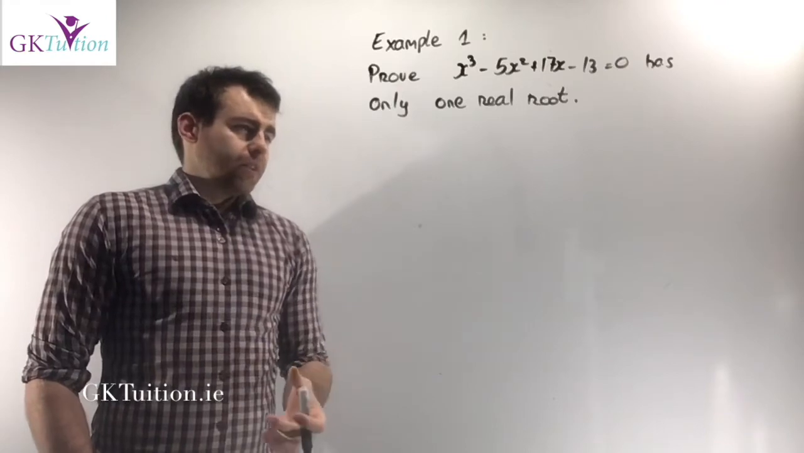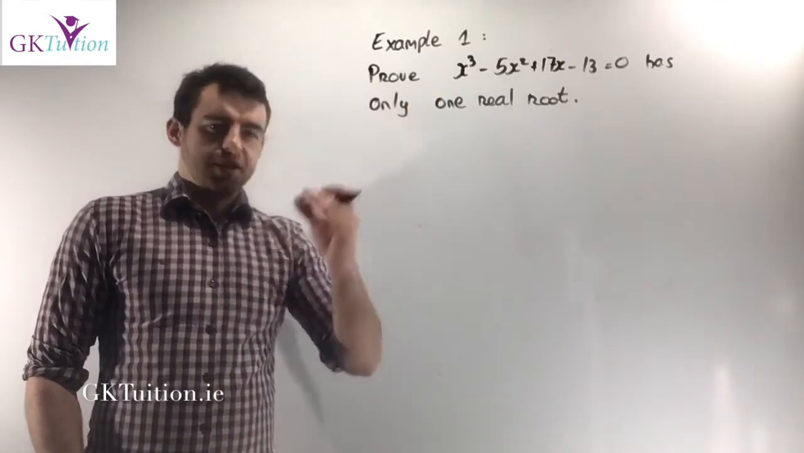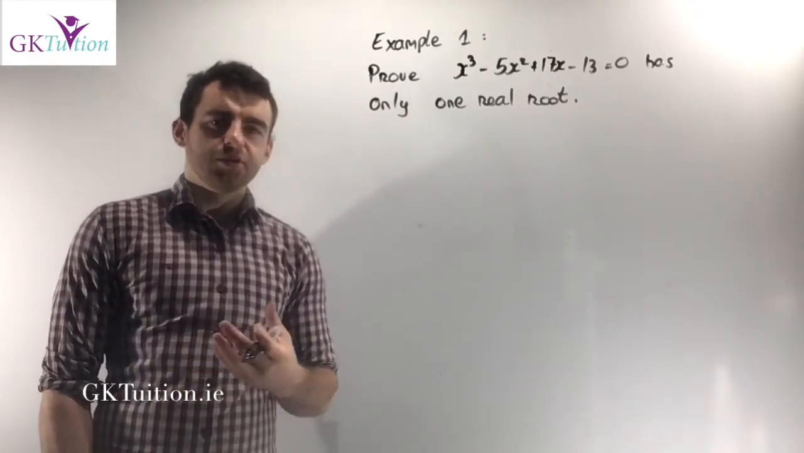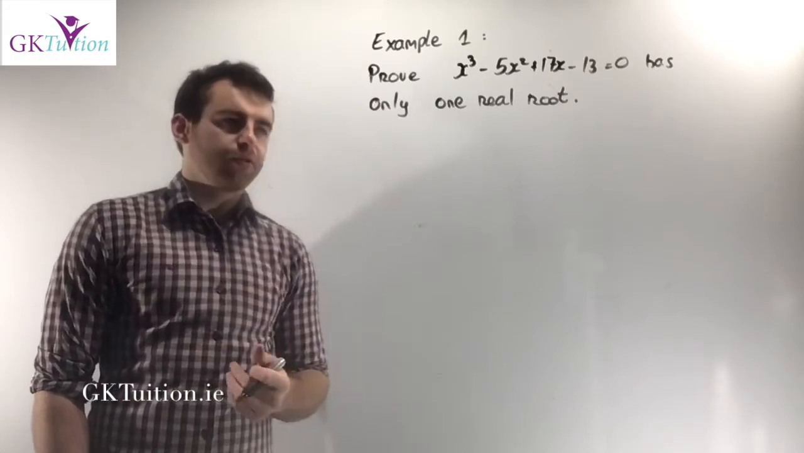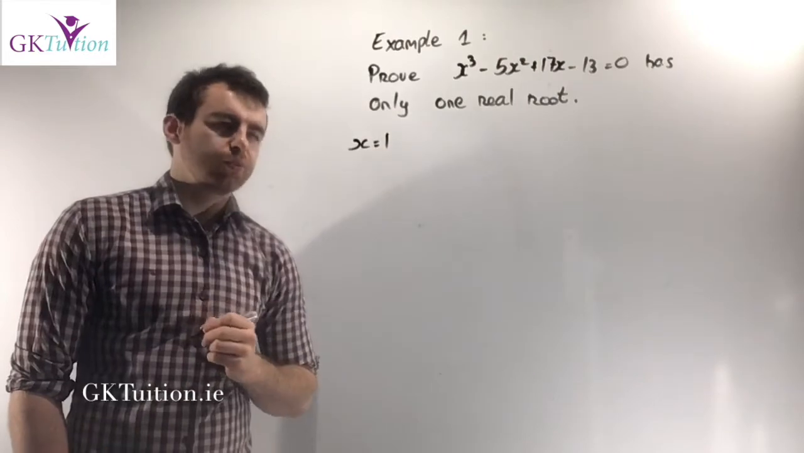So if I'm asked to prove this, I'm just going to start my question off the same way as we start any question. I'm just going to try and solve this cubic. If I need to solve a cubic, the first thing I need to do is use trial and error to identify the first root. So logically, the first thing we always try is x equals 1.